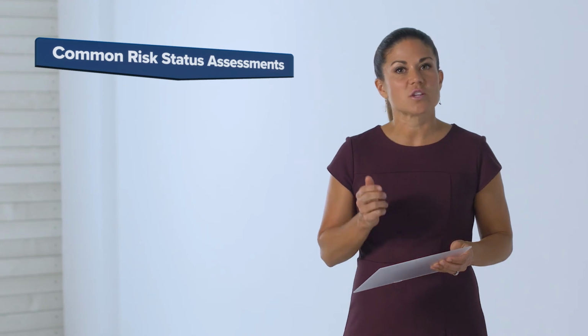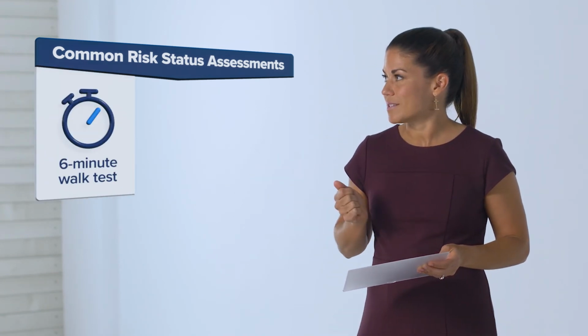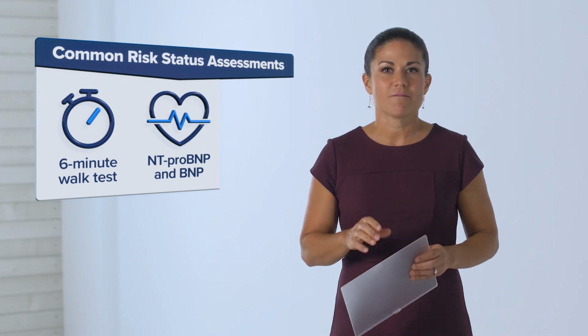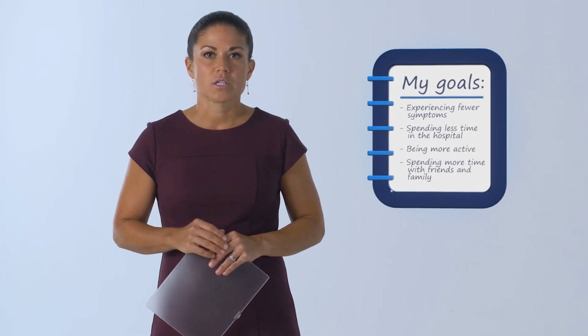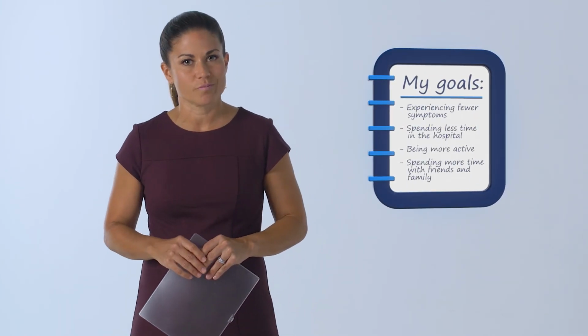Once again, healthcare providers assess risk status using 6-minute walk test, BNP blood tests, and functional class, as well as other tests. Changes in your test results can show how your treatment is working and if your treatment needs to be adjusted. I'll leave you with this tip. Be proactive by making a list of your treatment goals to see if they match your healthcare provider's goals. Ask your provider if lowering your risk status is one of your treatment goals and what more you can do to meet your goals.